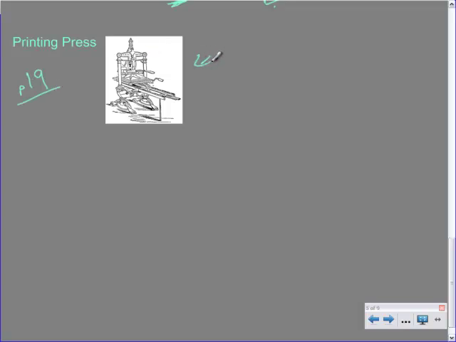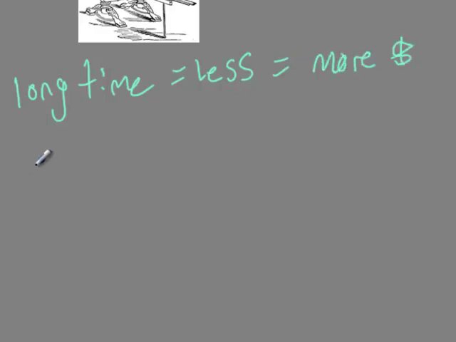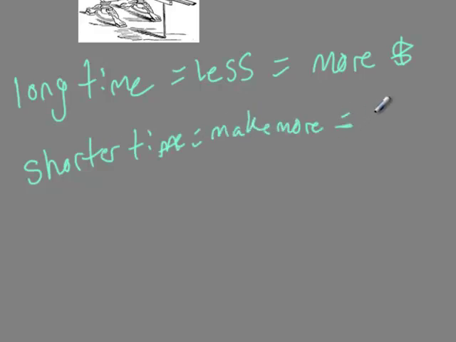This is a picture of the printing press. Basically, the printing press allows things to be printed quickly. Instead of, like, a Bible having to be handwritten before the printing press. And if something's being handwritten, it takes a long time. And the longer something takes to make, the more expensive it is going to be, because if it takes a long time, there's going to be less of them, which means more money. But with the printing press, it's a shorter amount of time. You can make more, and then it becomes cheaper.